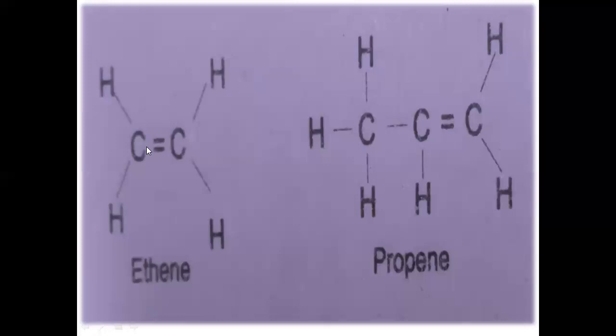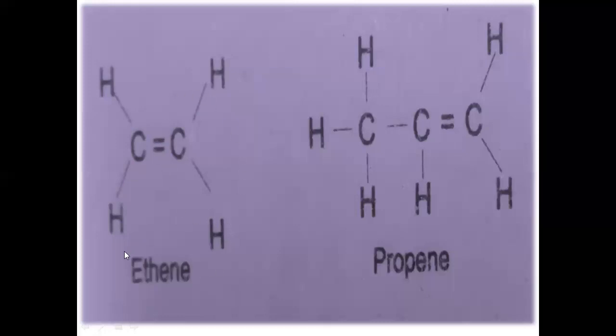So the total number of covalent bonds made by each carbon atom: in this case, this carbon atom made 1, 2, 3, and 4 bonds. The same is true for this carbon atom, 1, 2, 3, 4. So 4 bonds of each carbon atom are present.